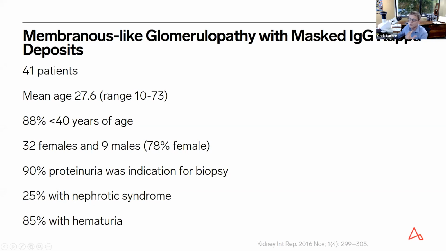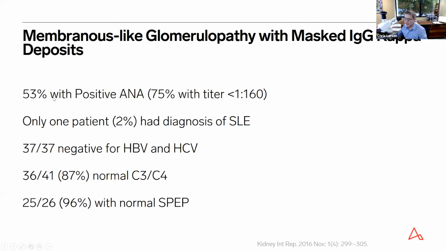we took a consecutive case series of patients with membranous-like glomerulopathy with masked IgG kappa deposits. There were 41 of them, and found that if you just want to quickly summarize it, these patients are relatively young. In fact, almost 90% are younger than 40, mostly female, usually present with proteinuria and hematuria, so somewhat like an IgA nephropathy, but they commonly have a positive ANA. It's usually a low titer positive. While they often have an ANA, they oftentimes don't have a diagnosis of lupus. Sometimes they'll have other autoimmune phenomena. Like I just showed you in this biopsy, this patient had ITP.